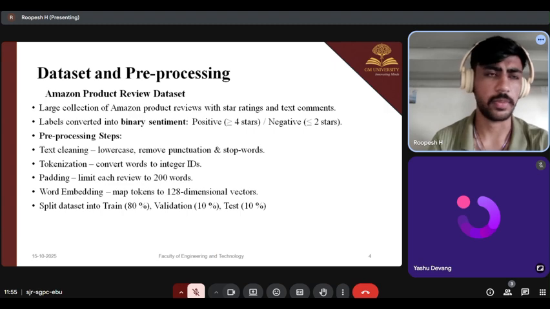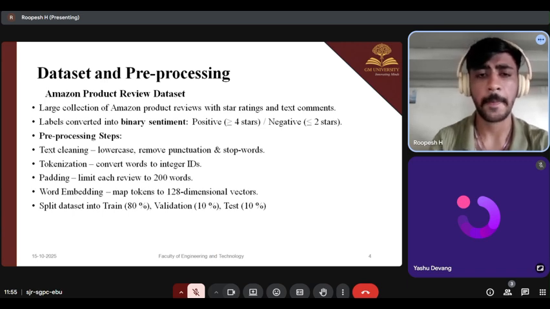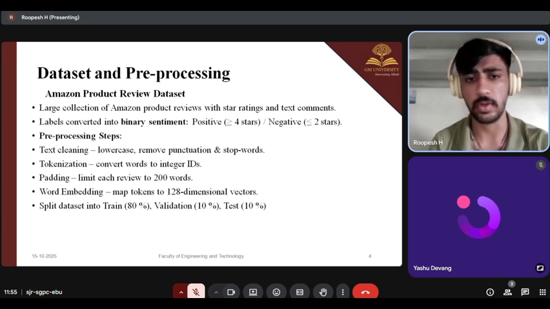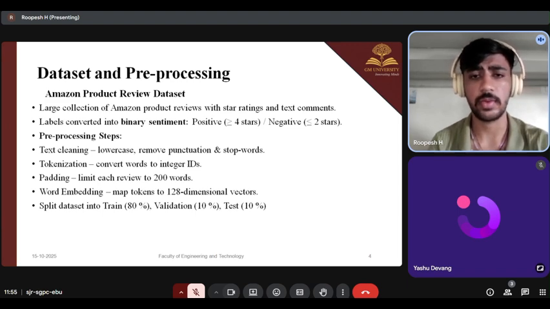Dataset and pre-processing. For this project, I have used the Amazon product reviews dataset. The dataset contains thousands of customer reviews along with star ratings. I converted the star ratings into binary classes. Reviews with 4 or 5 stars were labeled as positive, and reviews with 1 or 2 stars were labeled as negative. Before training, I pre-processed the text by cleaning it, removing punctuation, converting all text to lowercase, and removing stop words. Then I tokenized the words into numerical IDs, padded each review to 200 words, and finally converted them into 128-dimensional word embeddings.